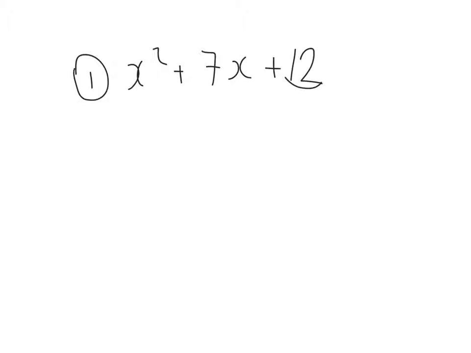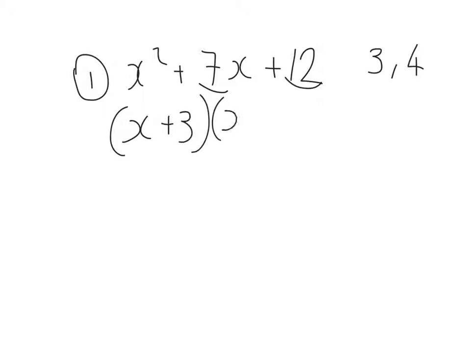Example 1, factorising trinomials. We're going to factorise x squared plus 7x plus 12. So we're looking for two numbers that multiply together to give the last number, that's 12, and add together to give the middle number, that's 7. So two numbers that multiply to give 12 and add together to give 7 are 3 and 4. 3 times 4 is 12 and 3 plus 4 is 7. So it's (x plus 3)(x plus 4).